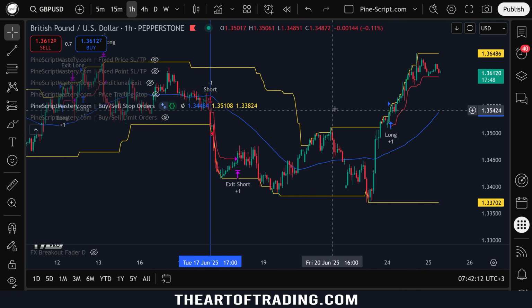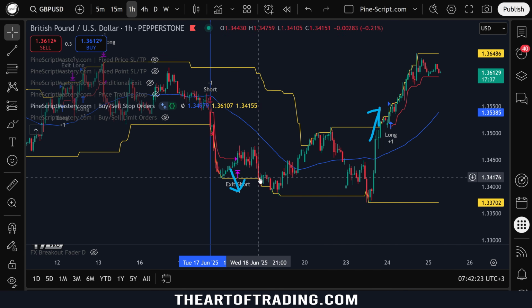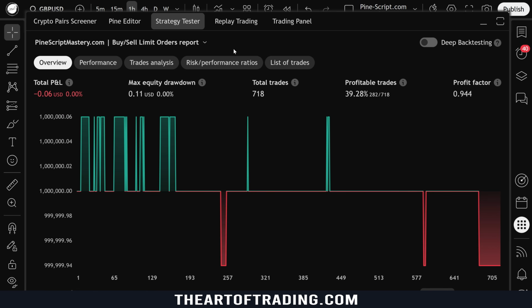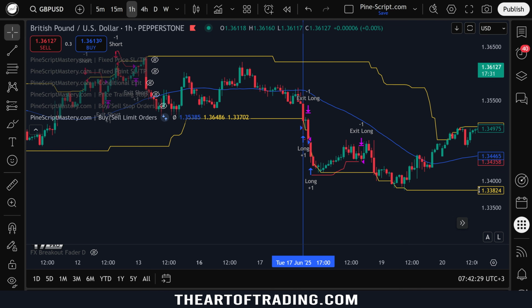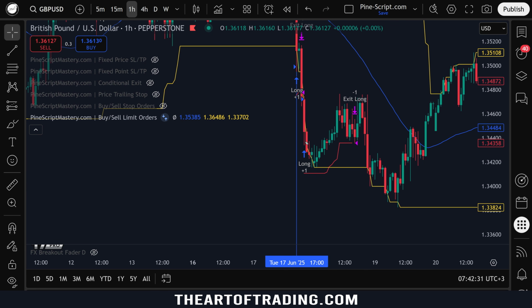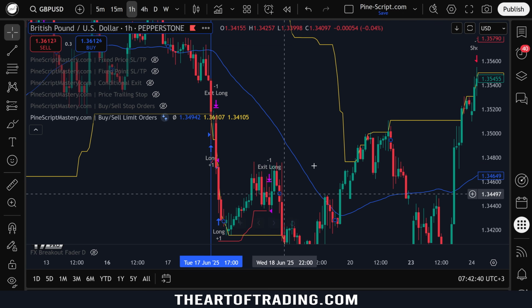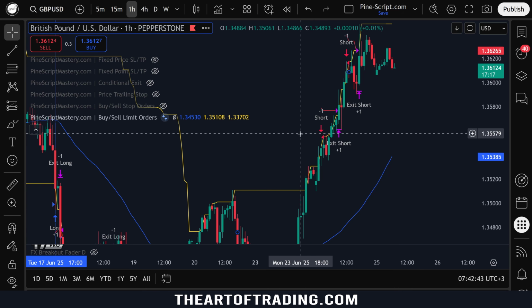So let's look closely here. This script is buying breaks above our channel and shorting breaks below our channel. This next script is doing the opposite. So now, if you look closely, we're buying breaks below our channel and shorting breaks above our channel.